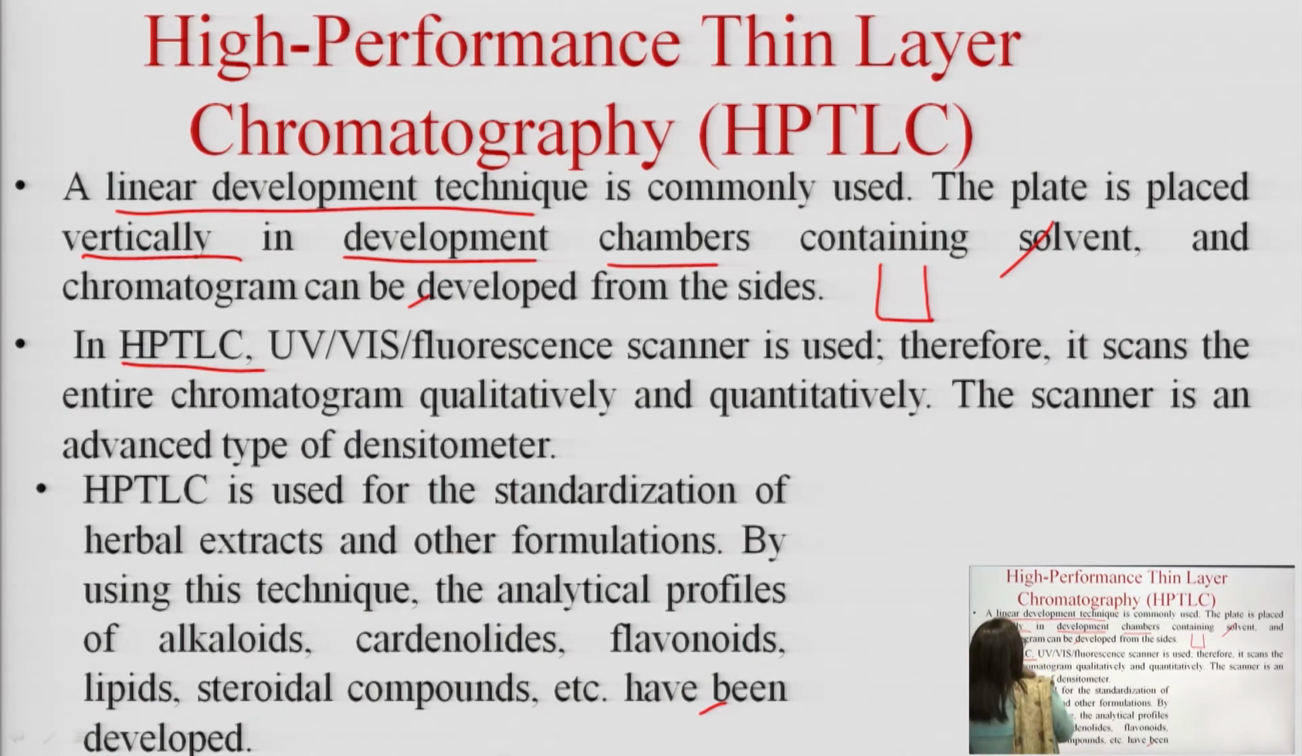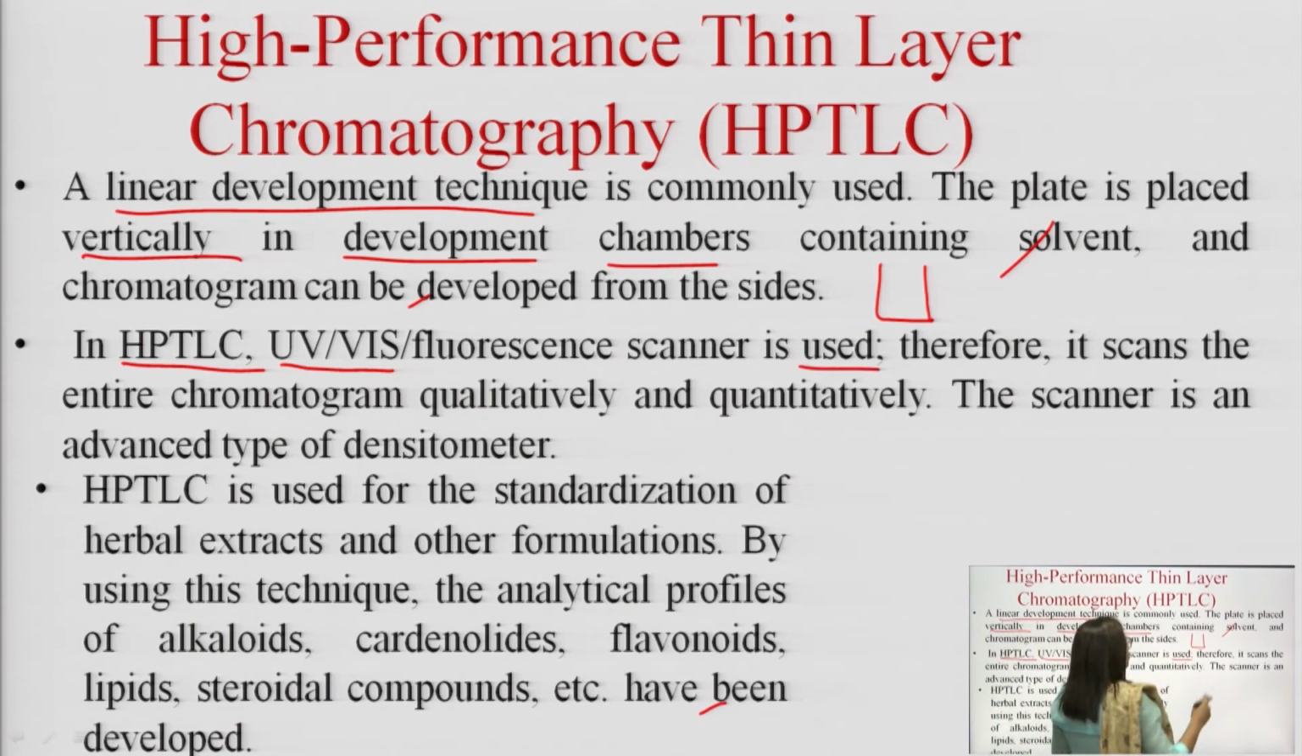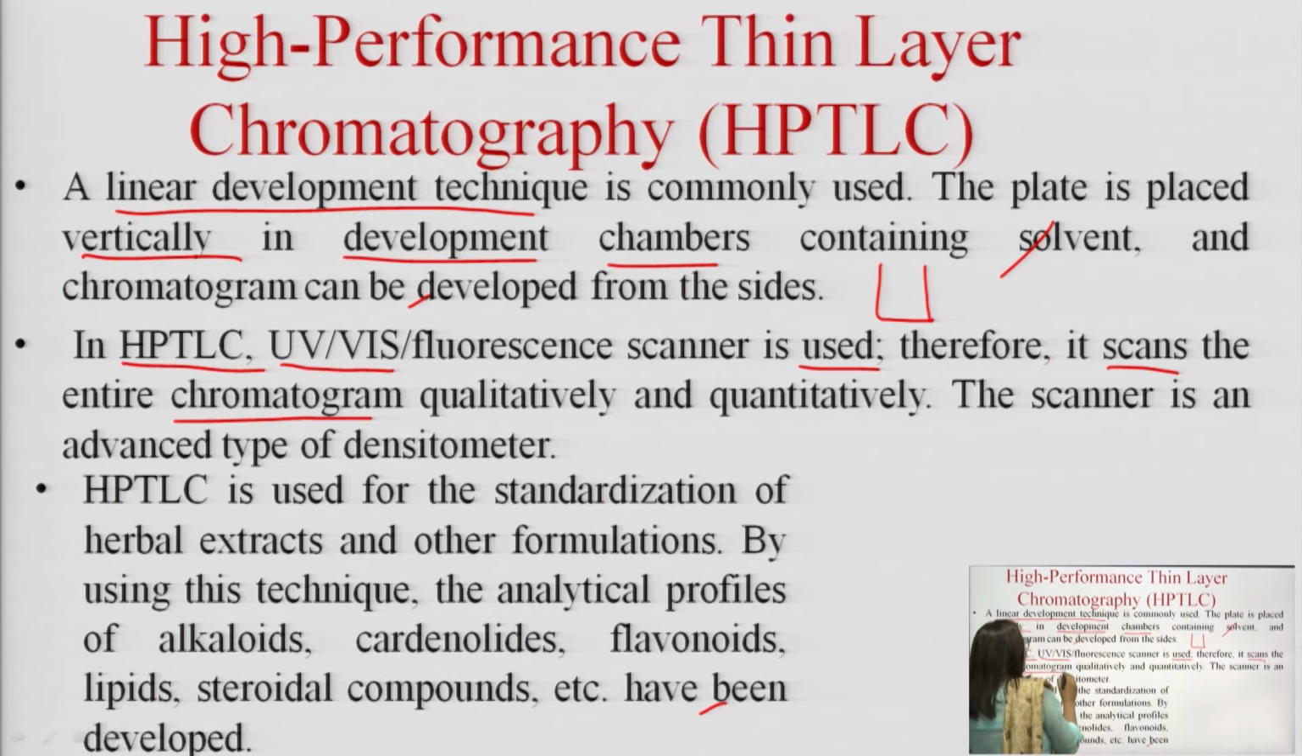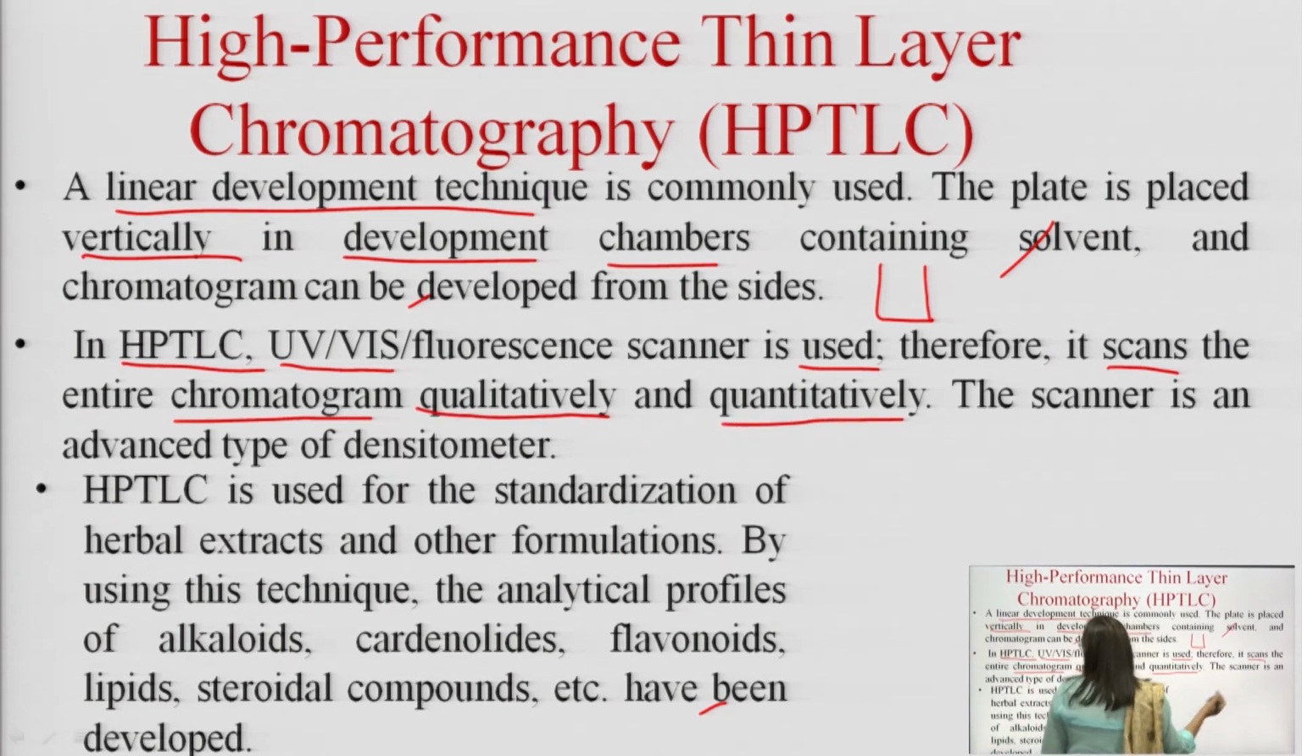In HPTLC, UV visible and fluorescence scanner is used. So, this is an additional instrument that is being utilized. Therefore, it scans the entire chromatogram qualitatively and quantitatively. The scanner is an advanced type of densitometer.